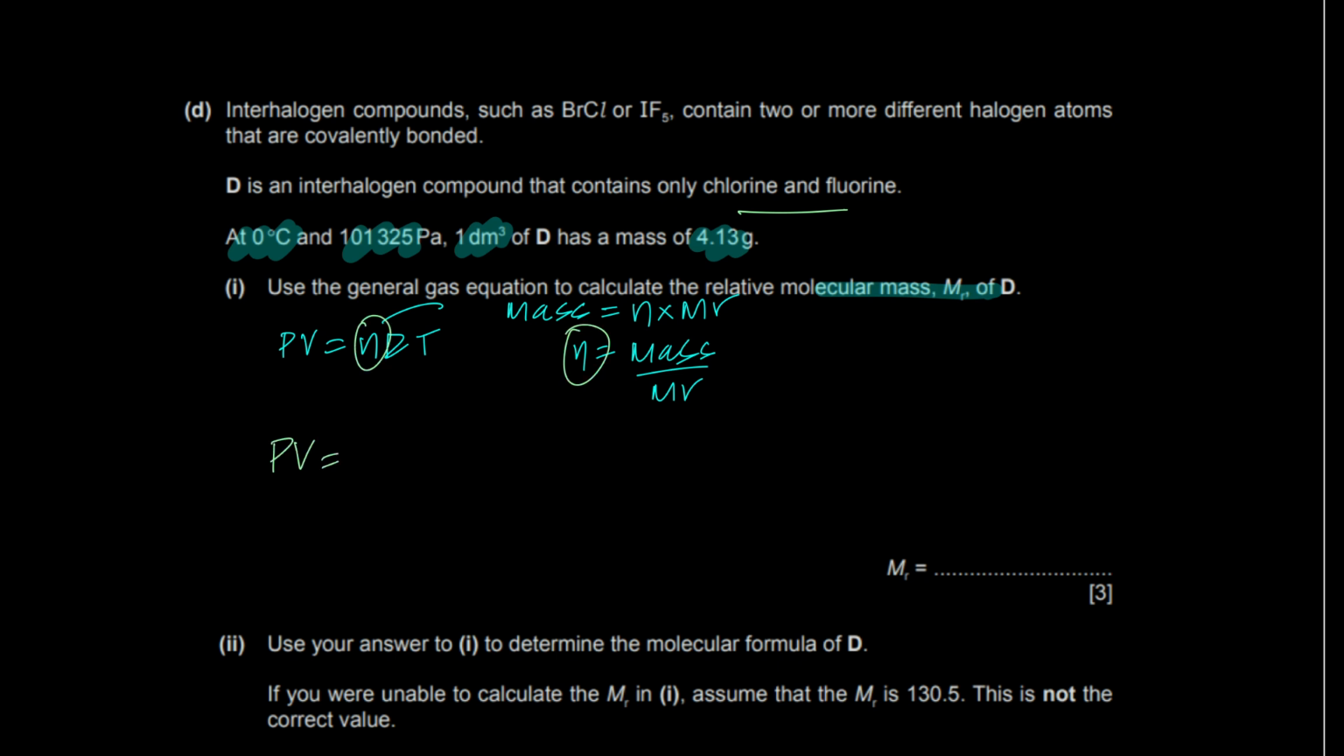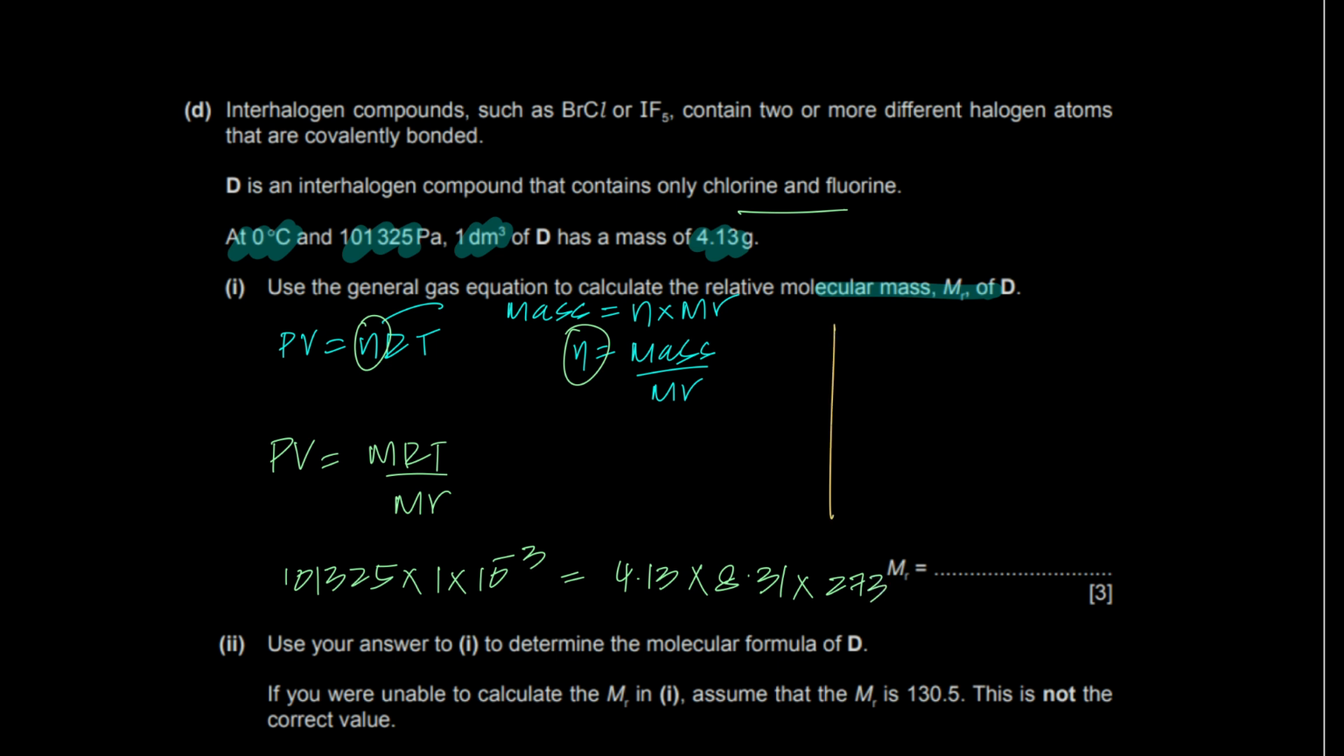So PV equals mass RT divided by MR. What's P? It's 101,325. What's V? V is 1 dm cubed, or 1 times 10 to the power minus 3, because I need to convert it into meter cubed. This is the entire thing about this particular chapter. You just need to know conversions. That's it. And so mass is 4.13, and R is given as 8.31, and T is what? T is 0 degrees Celsius, so it's 273 plus 0, it's 273.